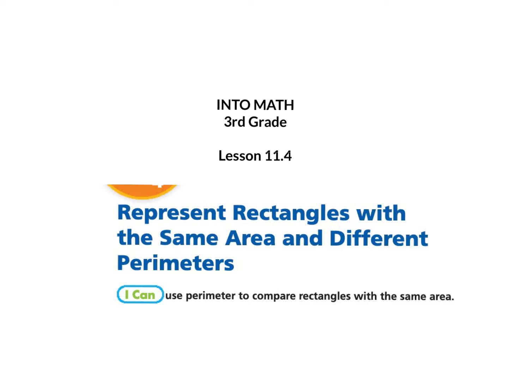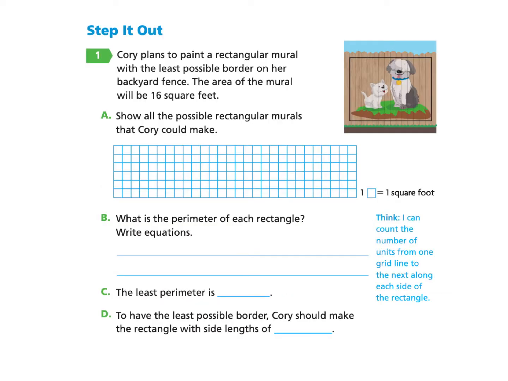This is Into Math 3rd grade, lesson 11.4. Represent rectangles with the same area and different perimeters. I can use perimeter to compare rectangles with the same area. Please gather your workbook and a pencil and turn to page 315. We will start under Step It Out Part 1, and you can pause anytime as needed.